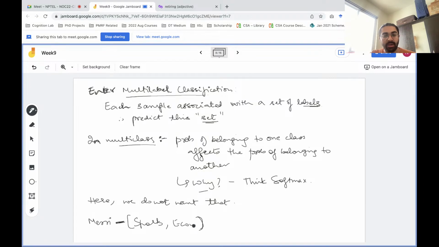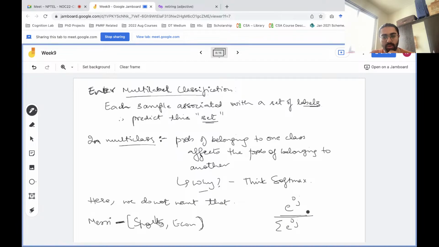Okay. And what we say is that you basically need to predict this set, more than just individual labels as such. So in multi-class classification, we have that the probability of belonging to one class will affect the probability of belonging to the other, right? Because of the way the softmax function works, right? You have e power oj by sigma of e power oj, right?